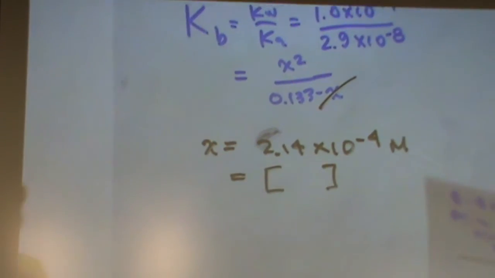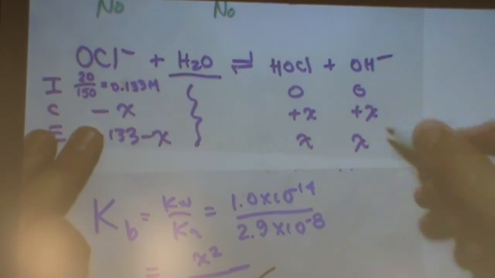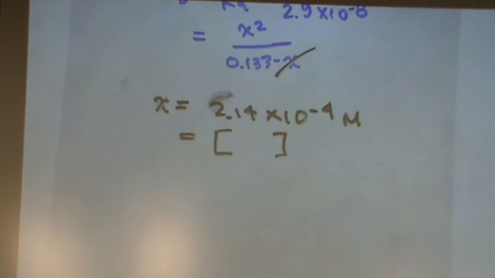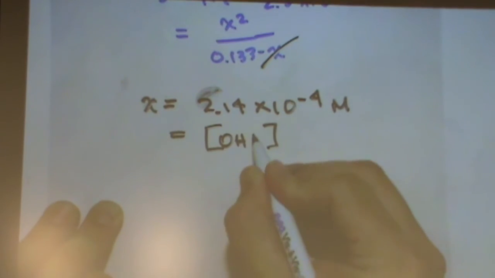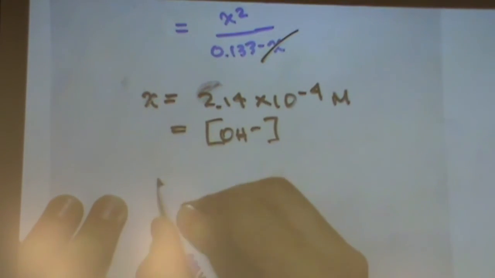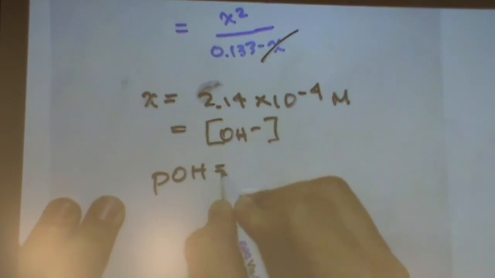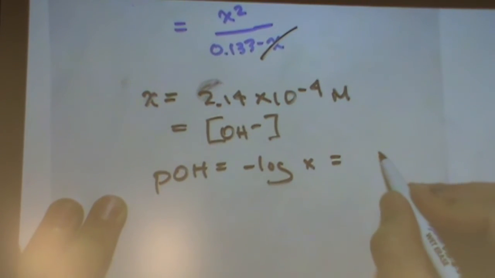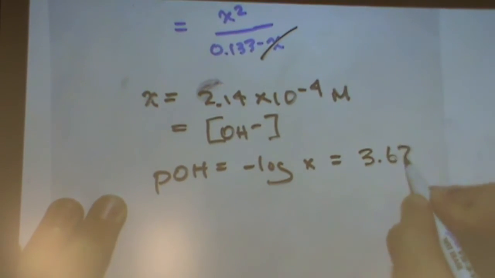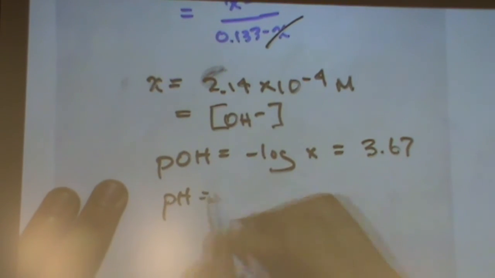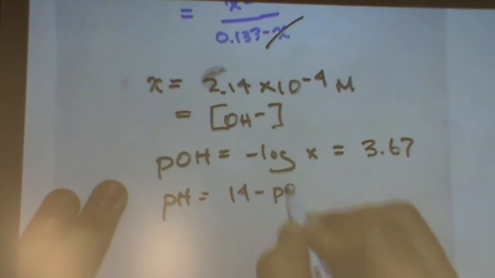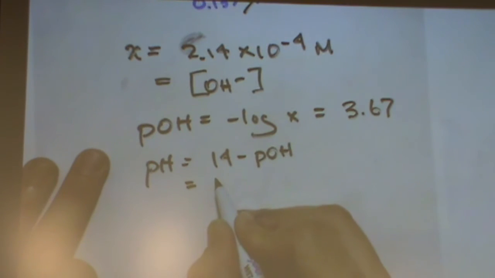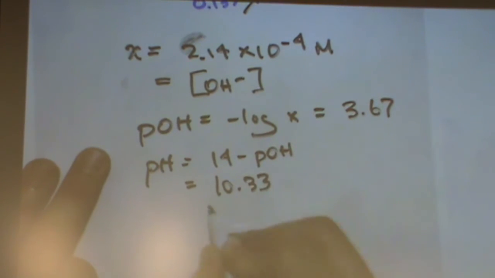OH minus or H3O plus? OH minus, because that's what's here. That's X. Okay? So we go back. OH minus. So pOH is the negative log of X, which is 3.67, and then pH is 14 minus pOH, and that turns out to be 10.33.